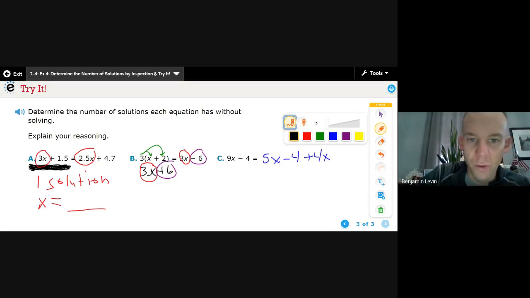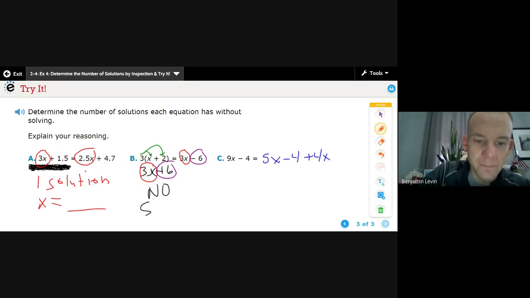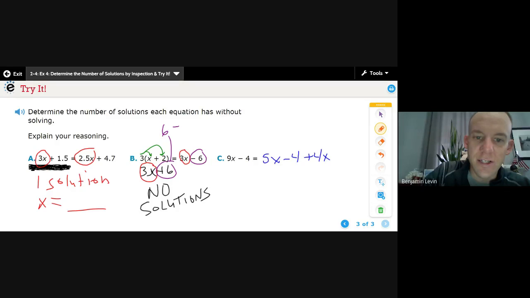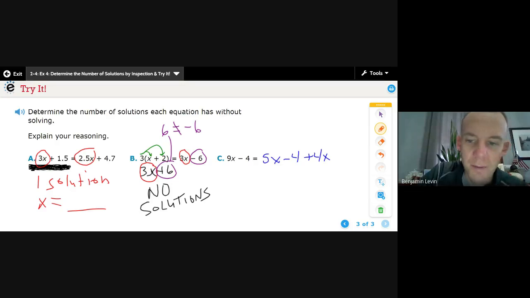What solutions are there, Orlando? For a false statement, do you have infinite solutions or no solutions? No solutions. Yes. Good job. You have no solutions because that is a false statement. We have the same number of x's, but 6 does not equal -6. That's a false statement, so no solutions.